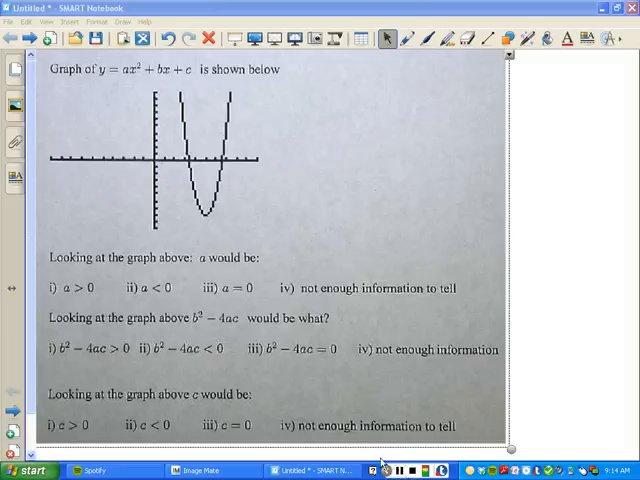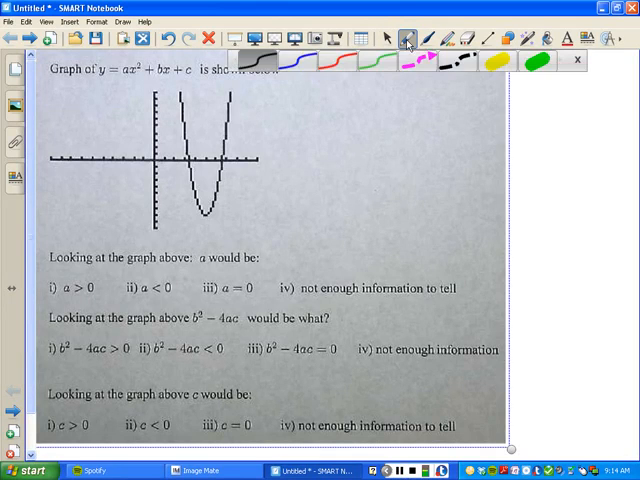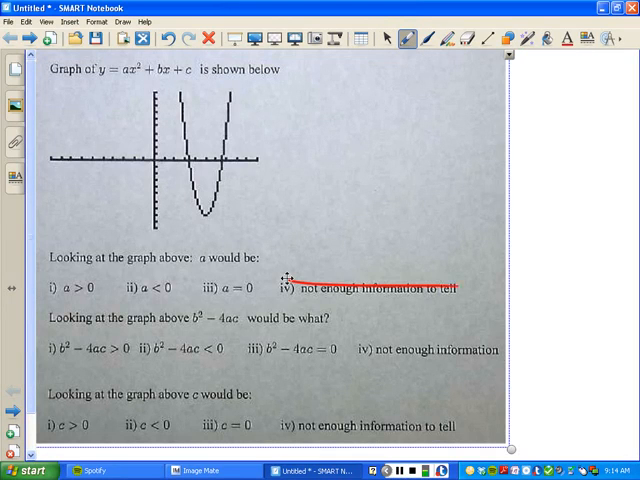So a problem like this shows up on all the tests. I mean, test 3, I give it every time. So make sure you know how to handle a problem like this. First of all, a couple pieces of information. Number one, the answer is never, ever "not enough information to tell." So just scratch that off right away. And if you put that, erase it.